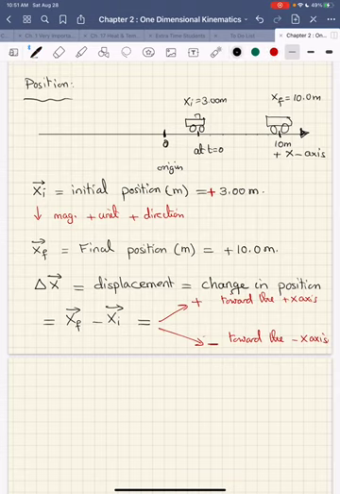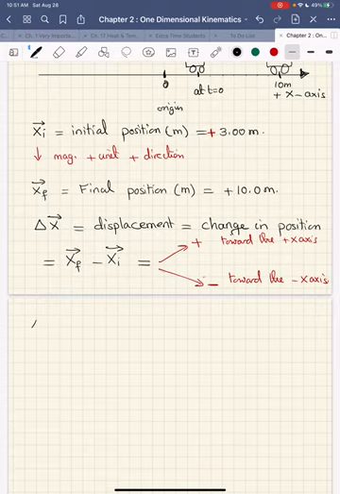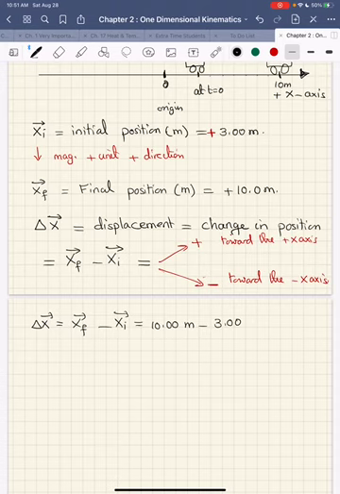Now, I can calculate the displacement for my car, which is x final minus x initial. That is 10 minus 3, which is 7 meters. And you know also here that it is positive because it was toward the positive direction.